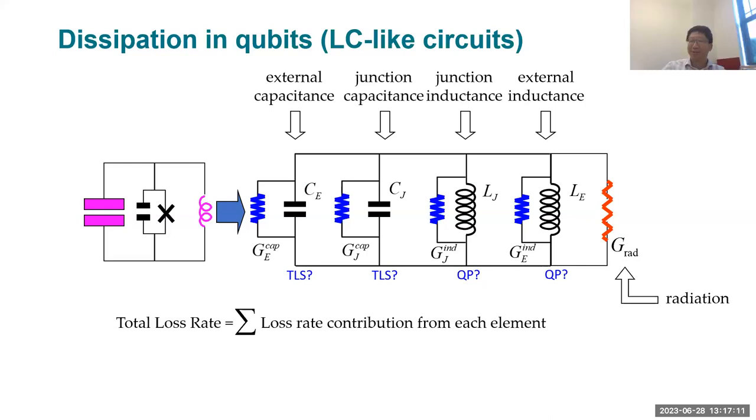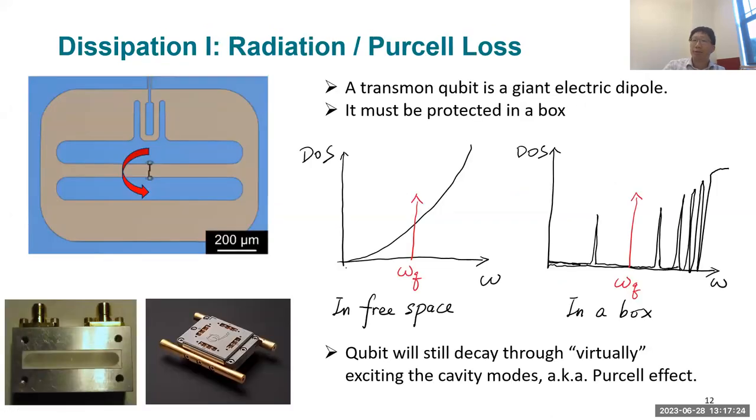Okay, no problem. Okay, so we're going to talk about these three different things: radiation, capacitive loss, and inductive loss in this kind of LC circuits. So let's start with radiation first. So imagine you have a superconducting qubit like a transmon. You have giant capacitances, as you know these days. So you have a Josephson junction in the middle, and you have capacitors.